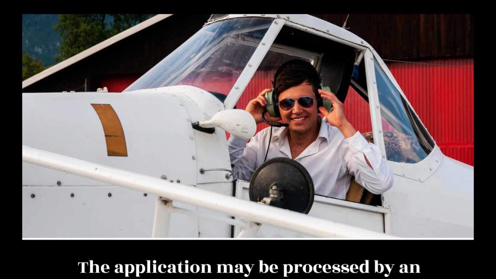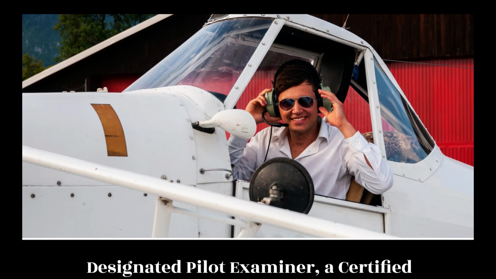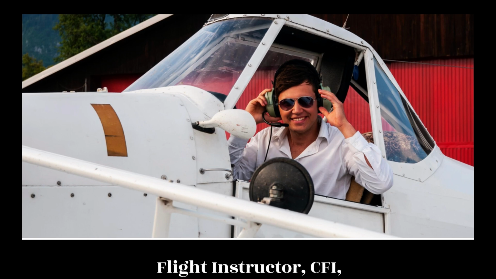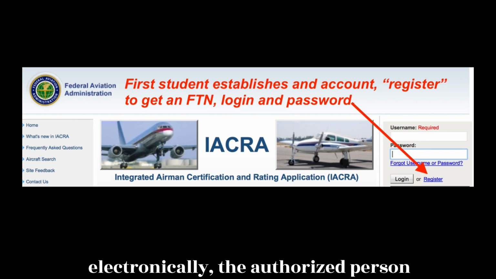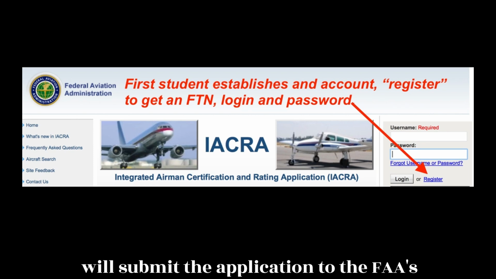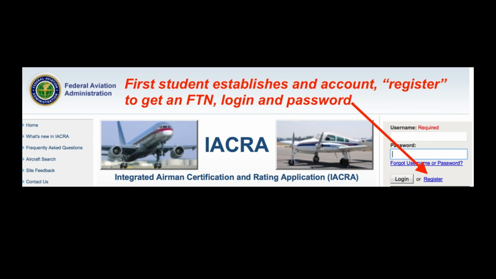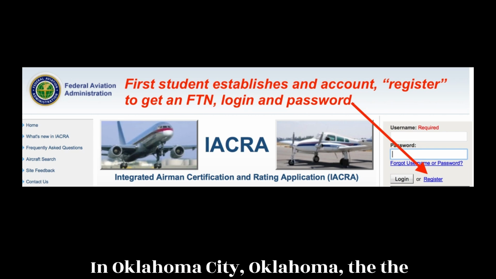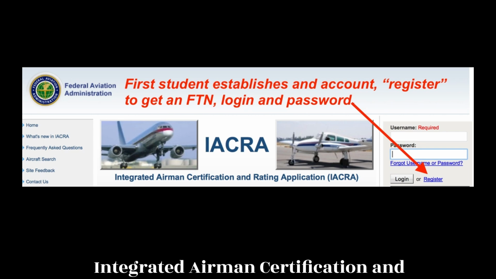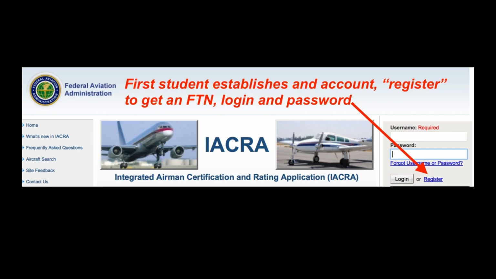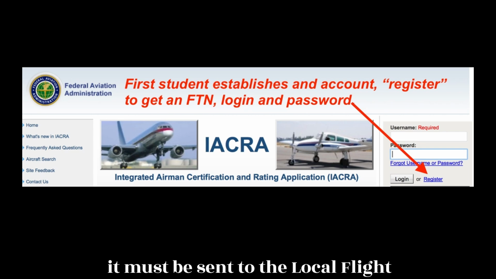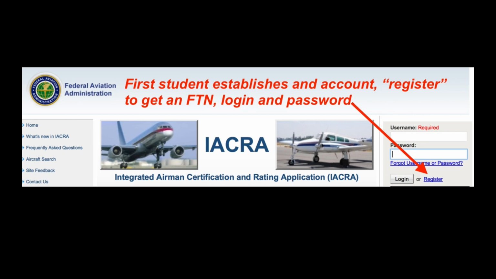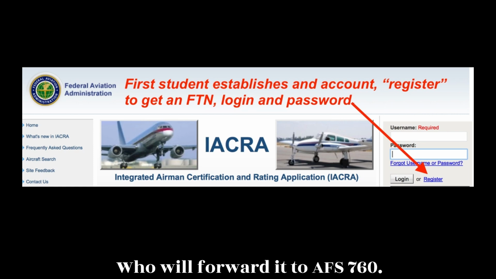The application may be processed by an FAA inspector or technician, an FAA-designated pilot examiner, a certified flight instructor, CFI, or an Airman Certification Representative, ACR. If the application is completed electronically, the authorized person will submit the application to the FAA's Airman Certification Branch, AFS 760, in Oklahoma City, Oklahoma, via the Integrated Airman Certification and Rating Application, IACRA. If the application is completed on paper, it must be sent to the local Flight Standards District Office, FSDO, who will forward it to AFS 760.